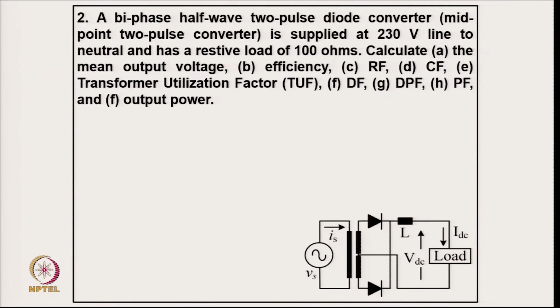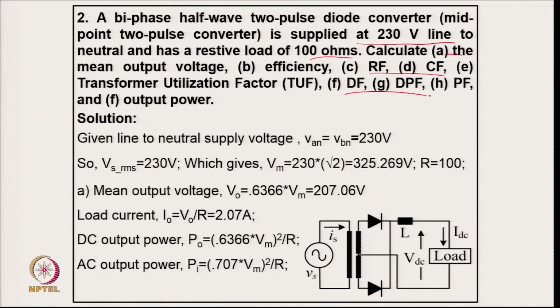So, coming to another example, a biphase half wave 2 pulse converter, a midpoint converter, is supplied from 230 volt with a resistive load of 100, and calculate all these parameters of this circuit. So, we have a supply voltage given here, and we can calculate peak voltage and resistance. So, we can find out average output voltage, then the average load current, then the power drawn by this line, and the AC power. So, we can do the efficiency calculation, that is, what is the efficiency of the rectifier.